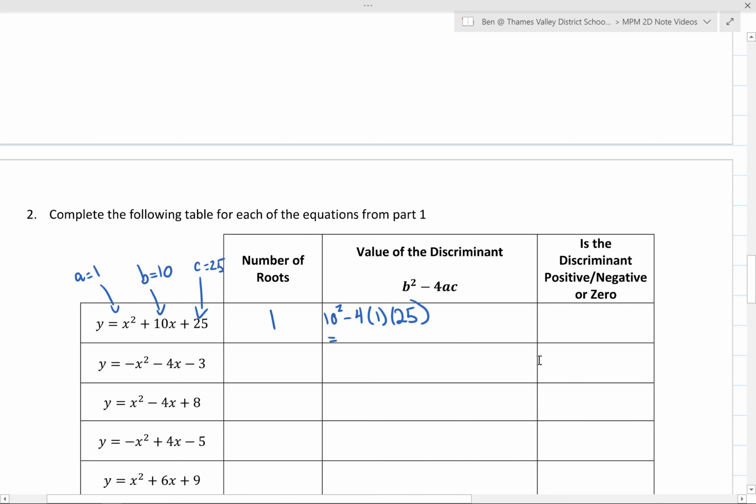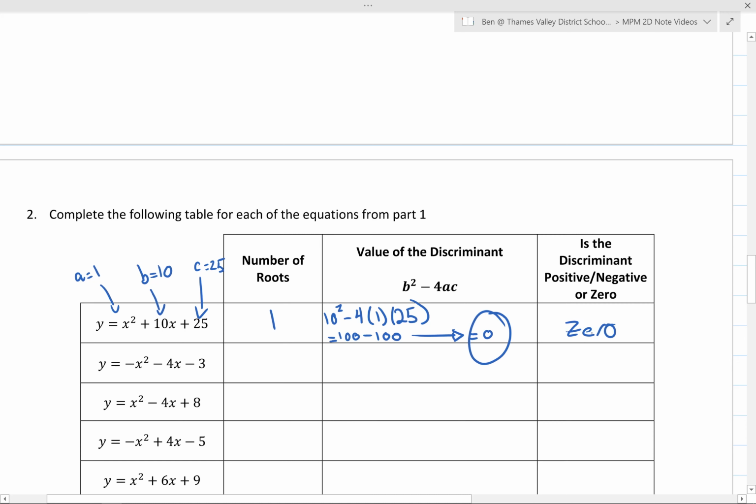We'll try and be as efficient as we can here. That equals 100 minus 100. 100 minus 100, I know what that'll be. That'll be 0. So the value of the discriminant, b squared minus 4ac, equals 0 in this case. Our discriminant, is it positive, negative, or 0? In this case, it's 0.